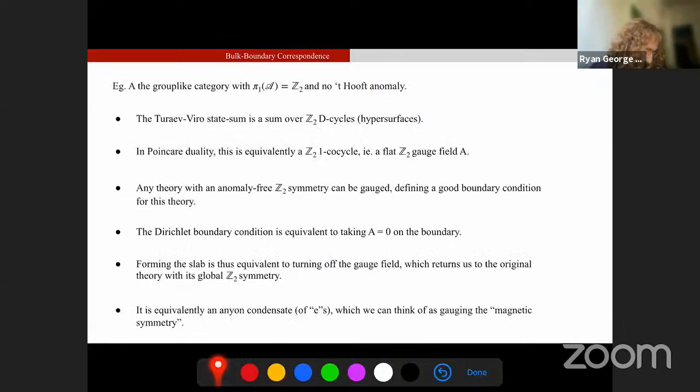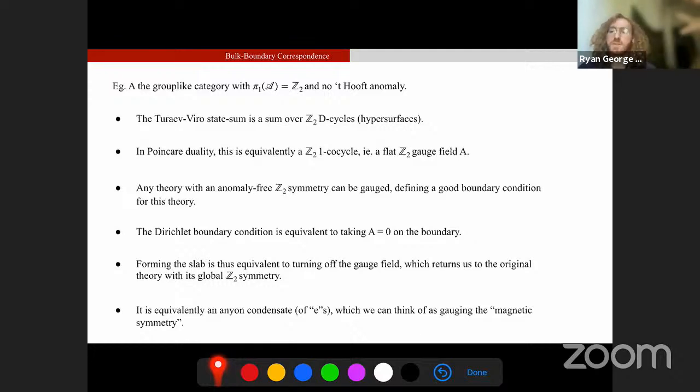So for example, in this very simple group-like case, if we just take a group-like category built out of Z2 with no anomaly, then this derived state sum, we're summing over hypersurfaces labeled by Z2. So these are Z2 D-cycles in D plus one dimensions. By Poincaré duality, it's the same thing as a Z2 one-cocycle, which is the same thing as a flat Z2 gauge field. So really this derived theory is just topological Z2 gauge theory, Z2 Dijkgraaf-Witten theory with no twist. What we're saying here is that any theory with anomaly-free Z2 symmetry can be gauged, and that means it defines a good boundary condition for the gauge theory.